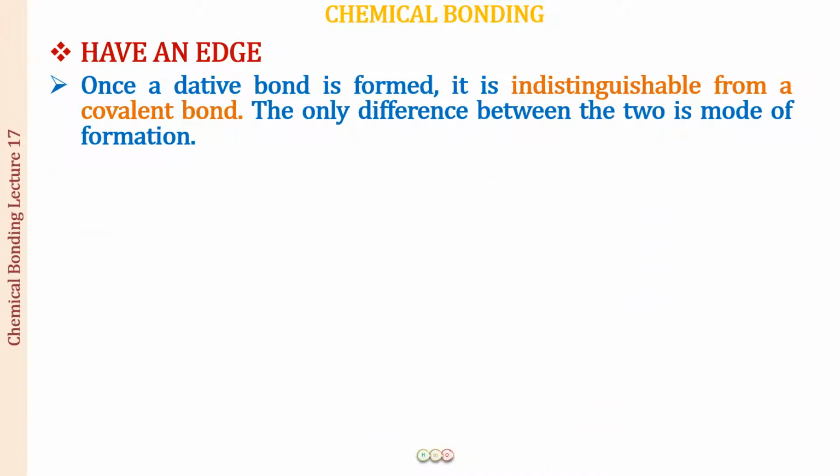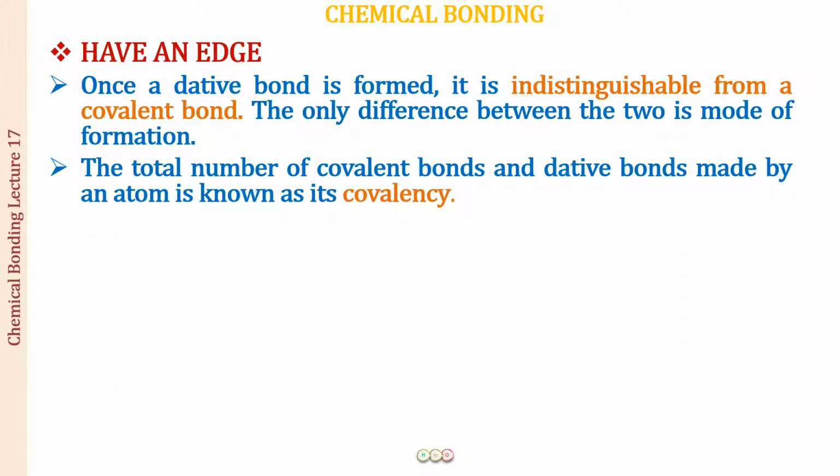First important thing that you remember over here is that once a dative bond is formed, it is indistinguishable from a covalent bond. You cannot make out the difference between the two. The only difference between the two is the mode of formation. Once formed, they are just the same, and therefore the covalency of an atom is going to be the sum total of the covalent bonds as well as the dative bonds. For example, if we consider the nitrate ion, NO3 negative, the covalency of nitrogen in this case would be 4 when you draw the Lewis structure.